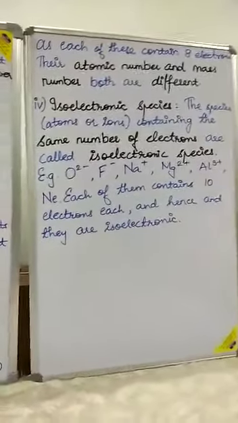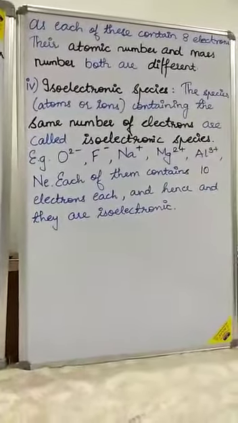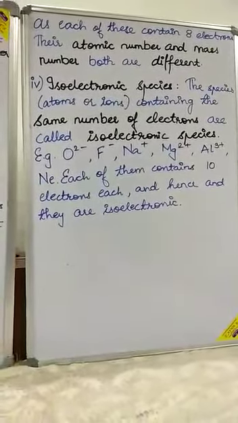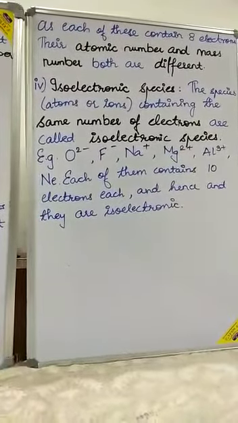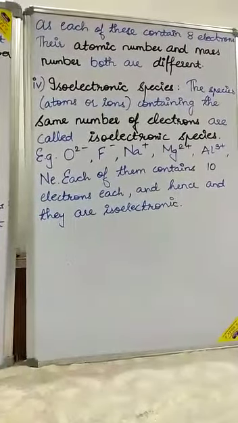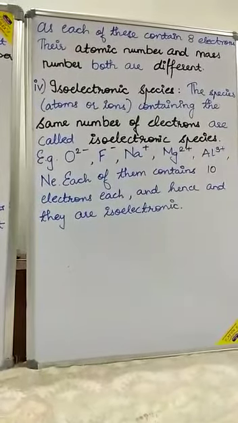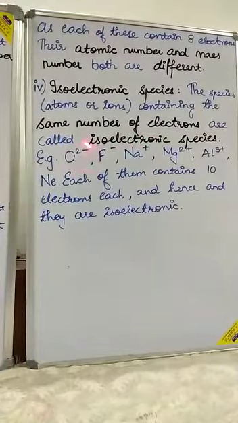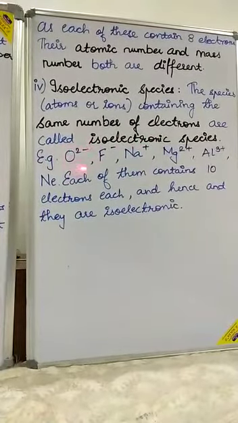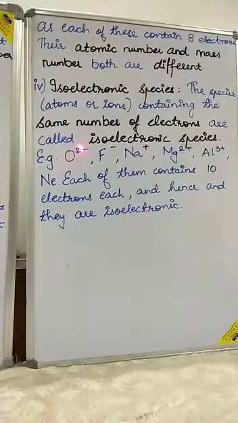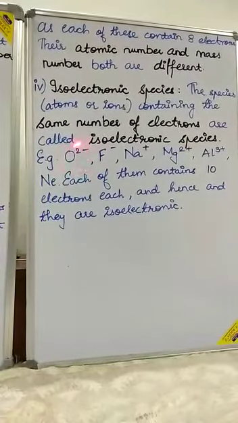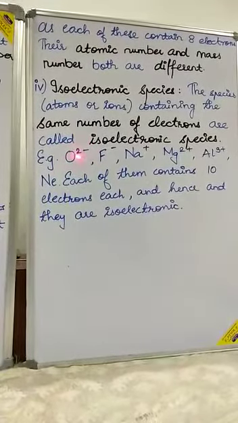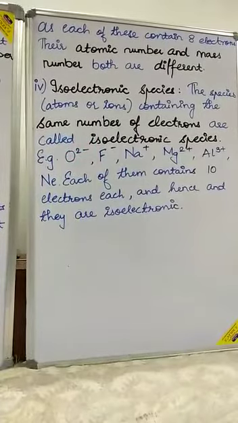Isoelectronic species, students. Coming to isoelectronic species, the species containing the same number of electrons are called isoelectronic species, isn't it? The name indicates iso means same, electronic means electrons. Now you see what is the number of electrons in oxide, O2 negative. Students, you know that oxygen has got atomic number 6. So oxide means O2 negative. That means 2 extra electrons are taken to form this species.